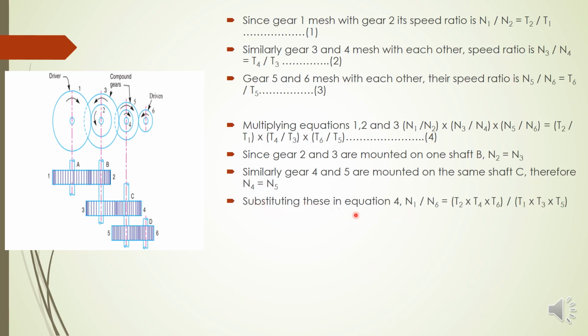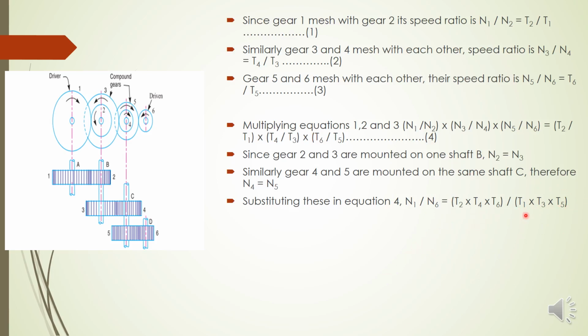By substituting this we are getting N1 by N6 equal to, but the number of teeth will not cancel because they are not equal at all. So it will be as such. N1 by N6 equal to T2 into T4 into T6 in the numerator, and T1 into T3 into T5 in the denominator. So this is the equation of the speed ratio of this compound gear train.